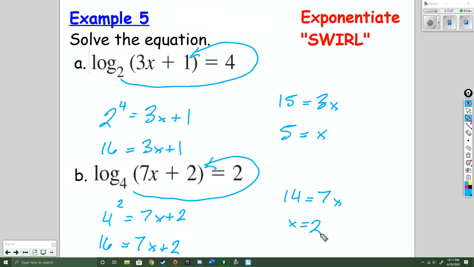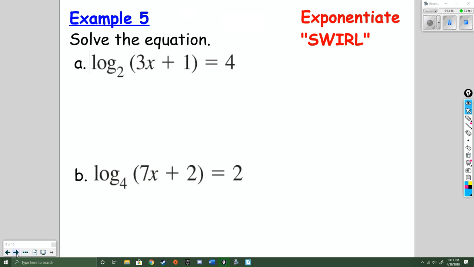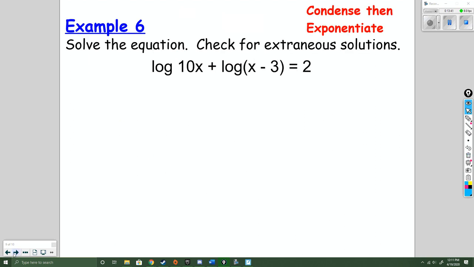Awesome. Not so bad. Now we're going to start utilizing essentially all of our properties, all of the things that we know to solve some of these last equations here. All right, so in the next one, notice we have log of 10x plus log of the quantity x minus 3 equals 2. So in order to solve this, sometimes it's necessary to condense the expression first. Because we can't outright just exponentiate right away. We can't do that because this isn't the only thing that we have in the equation. We've got another expression right here.